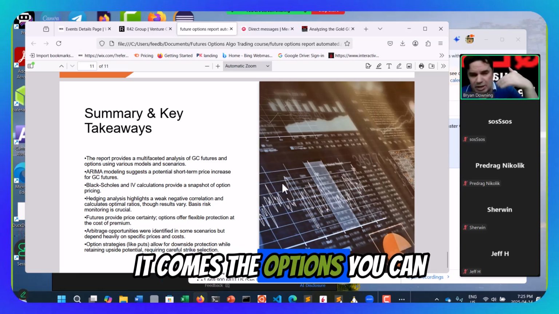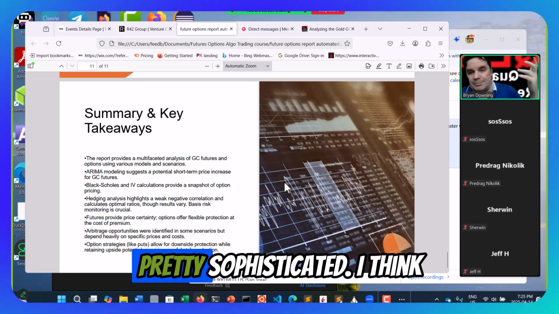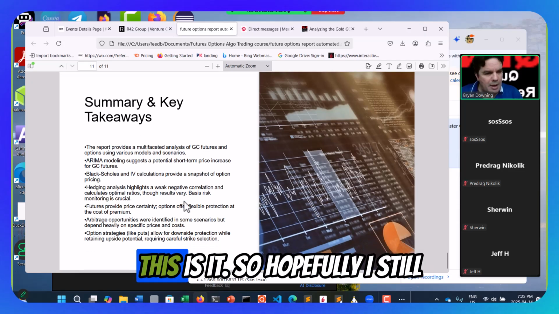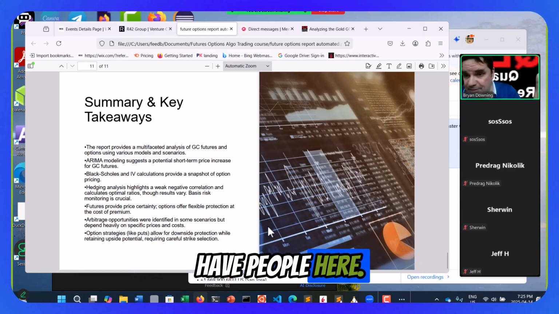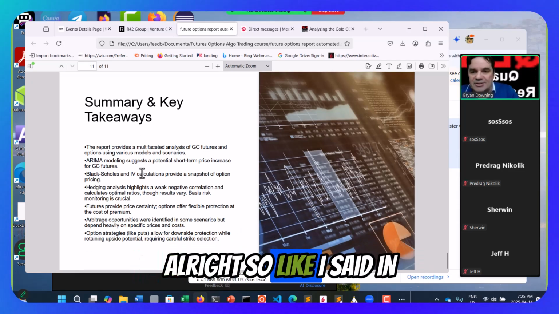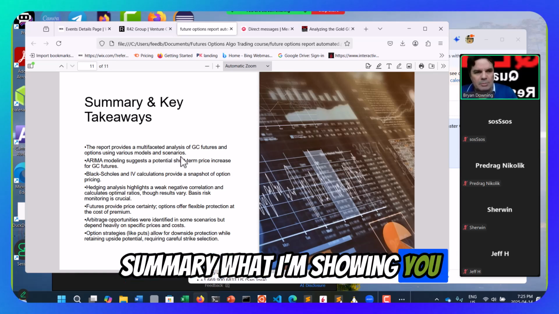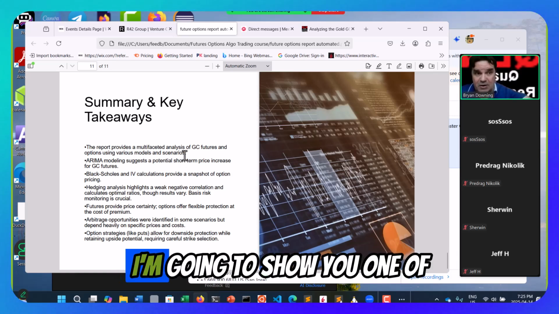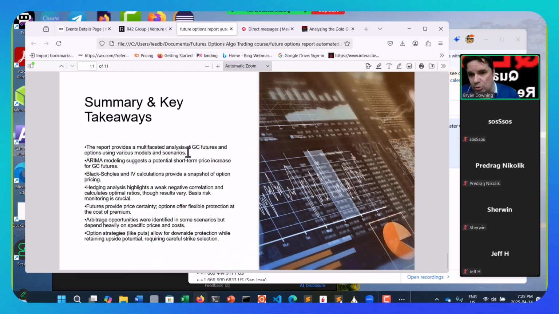And when it comes to options, you can sell or buy an option. It gets pretty sophisticated. I think this is it. So hopefully I still have people here. All right. So, like I said, in summary, what I'm showing you is very, very sophisticated. So I'm going to show you one of the reports.